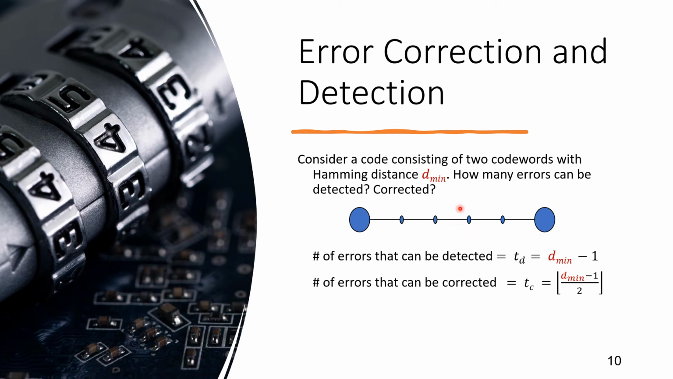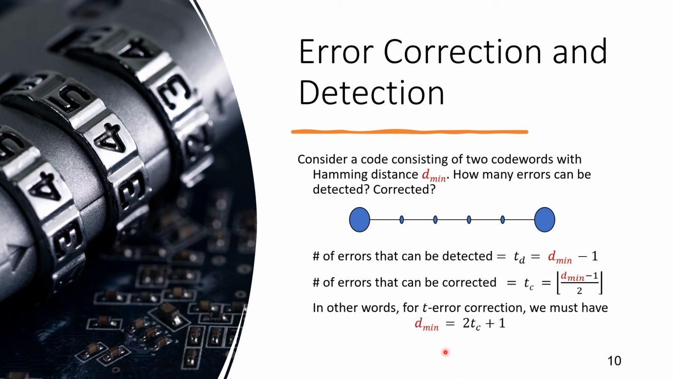Now, the number of errors that can be corrected: you're going to find the closer one, so you have to make sure that you don't exceed the middle value. If it's odd, then we have trouble. If it's even, then we have no problem. So we're taking the floor to make sure that we are in the closer circle. The number of errors that can be corrected should be closer to the original valid one. So it's dmin minus 1 divided by 2, and we're taking the floor in case we have an even number for dmin.